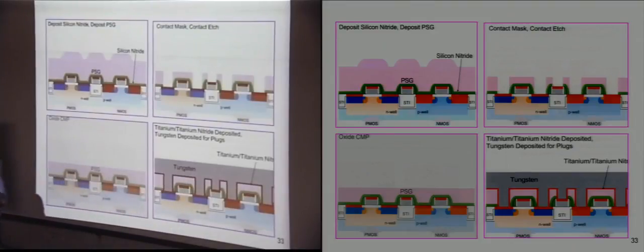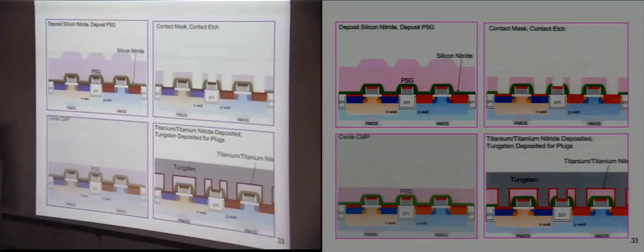Just try to get the general sense of it. Okay. So again, we have our CMOS device. We have a PMOS over here and NMOS over here. We have shallow trench isolation keeping the devices separate, and we have our gate stacks over here and here.